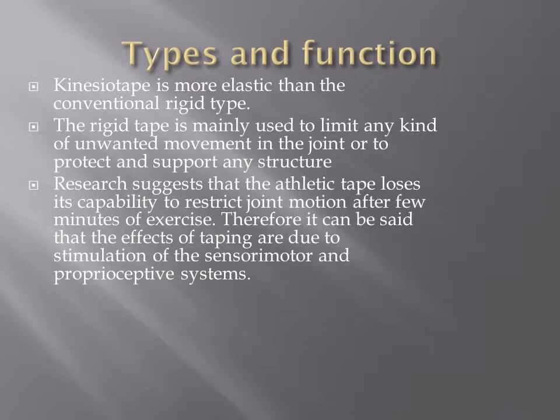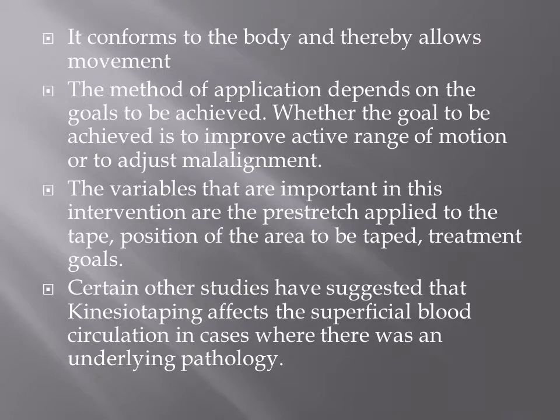Therefore, it can be said that the effects of taping are mainly due to stimulation of the sensory motor and proprioceptive systems. It conforms to the body and thereby allows movement. The method of application depends on the goals that are to be achieved, whether the goal is to improve active range of motion or it is just to adjust malalignment. The variables that are important in this intervention are the pre-stretch, which is applied to the tape, the position of the area to be taped, and the treatment goals. Certain other studies have suggested that kinesiotaping affects the superficial blood circulation in cases where there was an underlying pathology.